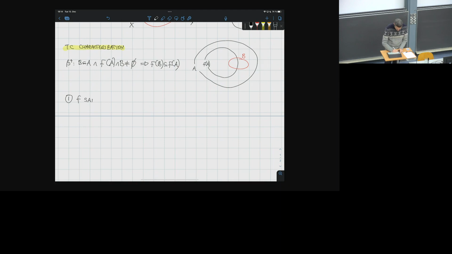So we have that F satisfies anonymity, neutrality, PR2, and beta plus.